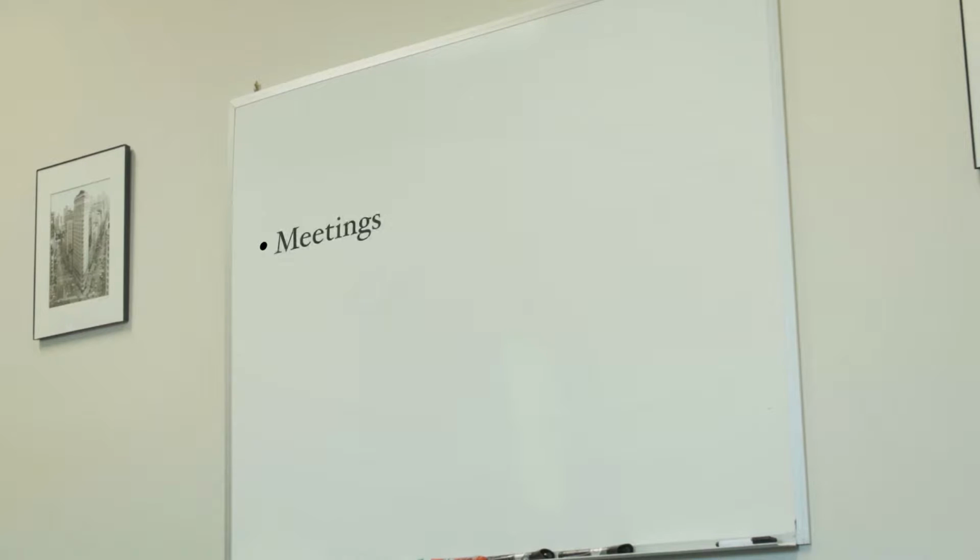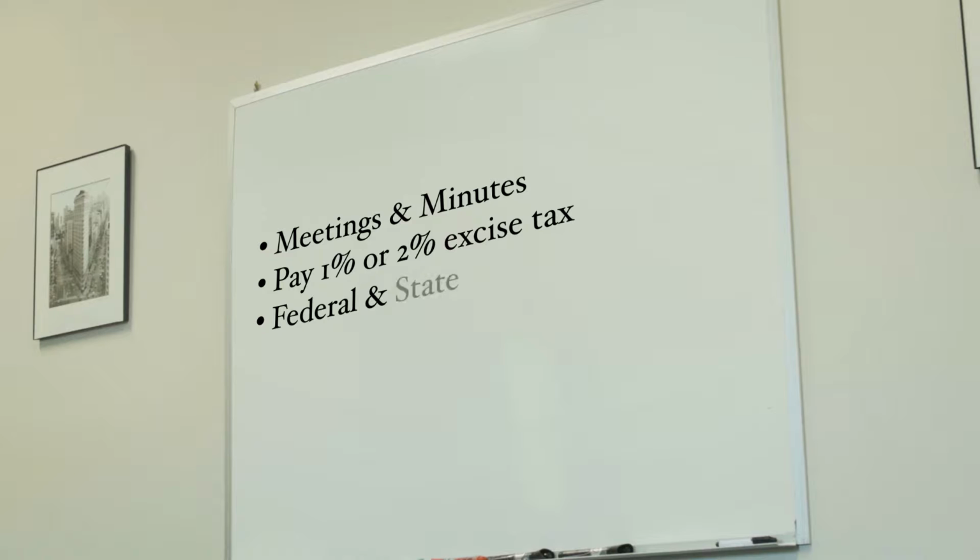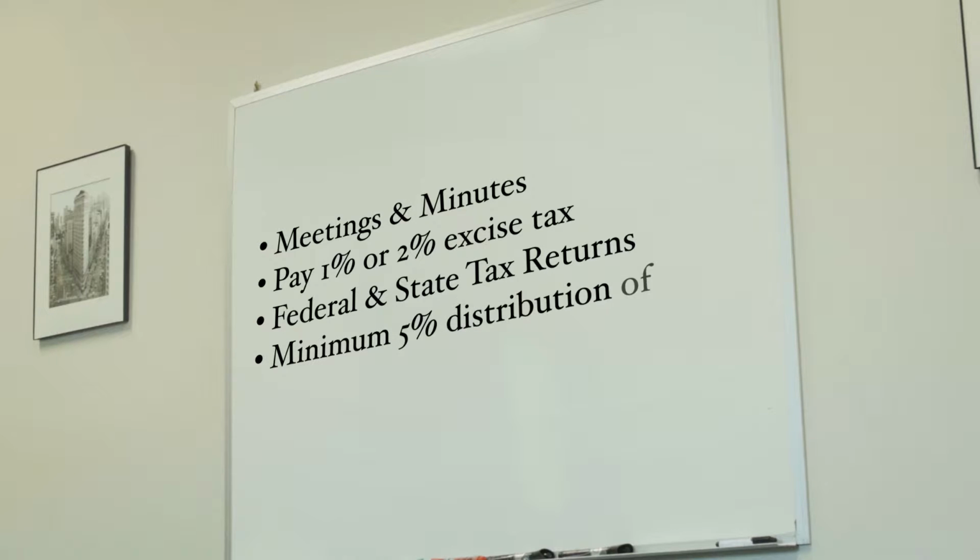Hold a minimum number of board meetings and keep minutes. Pay the annual excise tax of 1 or 2% through quarterly estimated payments. File federal and state tax returns, and pay employment-related tax. Meet the annual 5% minimum distribution requirement, and uphold all state and federal laws relevant to private foundations.